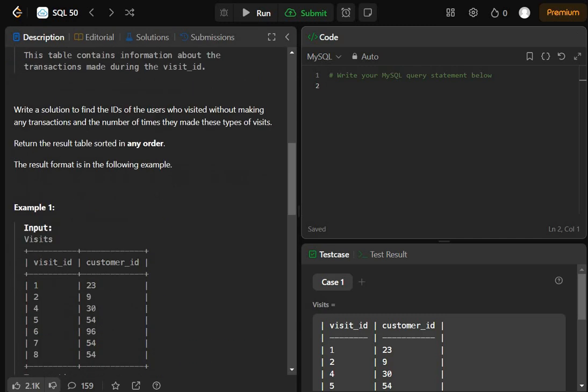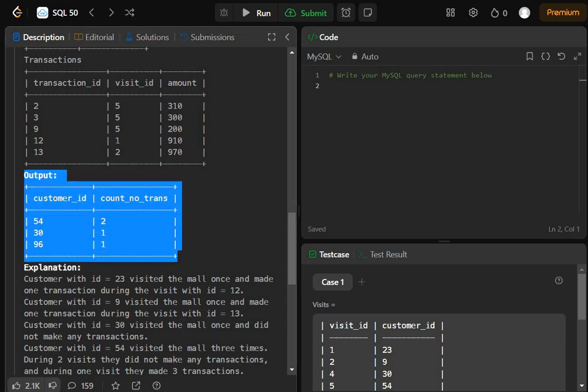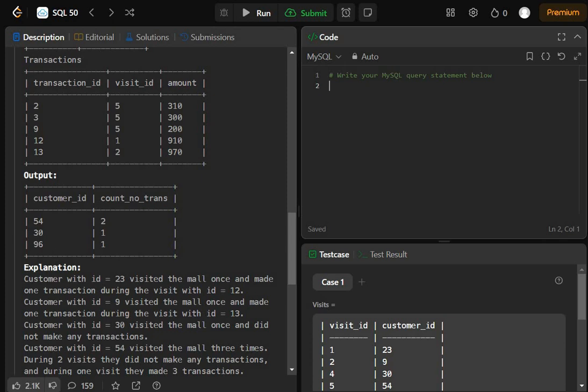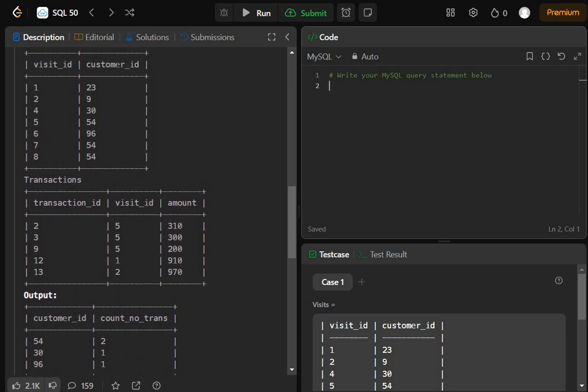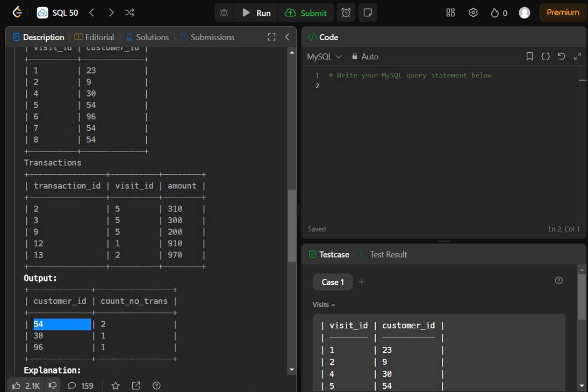First, if you see this output table, we write a query after examining this output table. So after examining it, we have customer ID and count of number of transactions. Now this is trans. Okay, so obviously this column is not given in these 2 tables, so we have to create it. Okay, this is the count of customers who visited but did not make any transaction. So if you look, customer ID 54 visited thrice but only did a transaction one time. Okay, the rest 2 times he just visited.